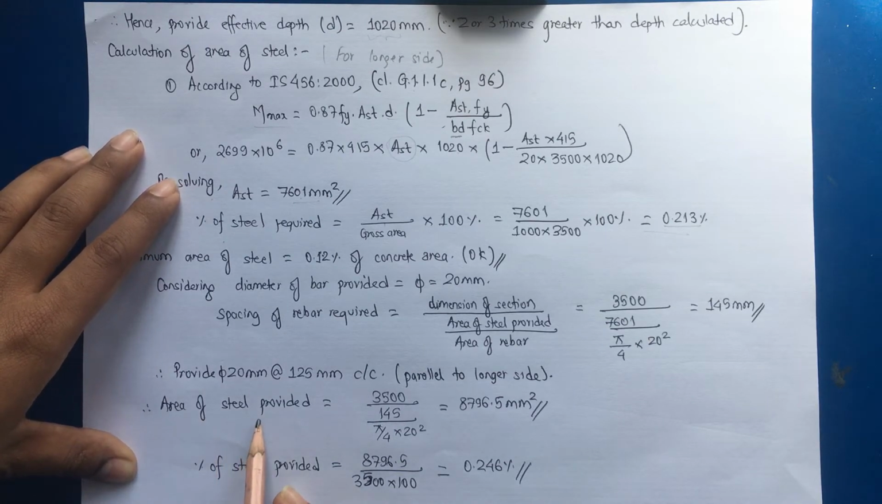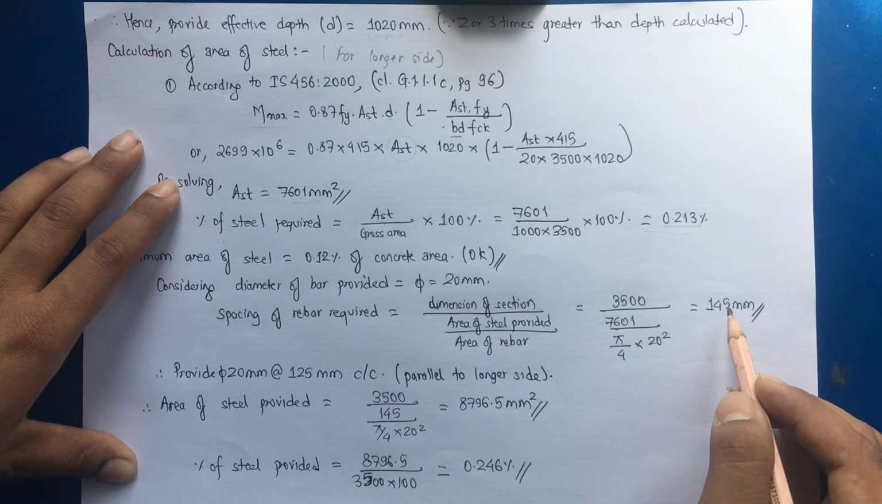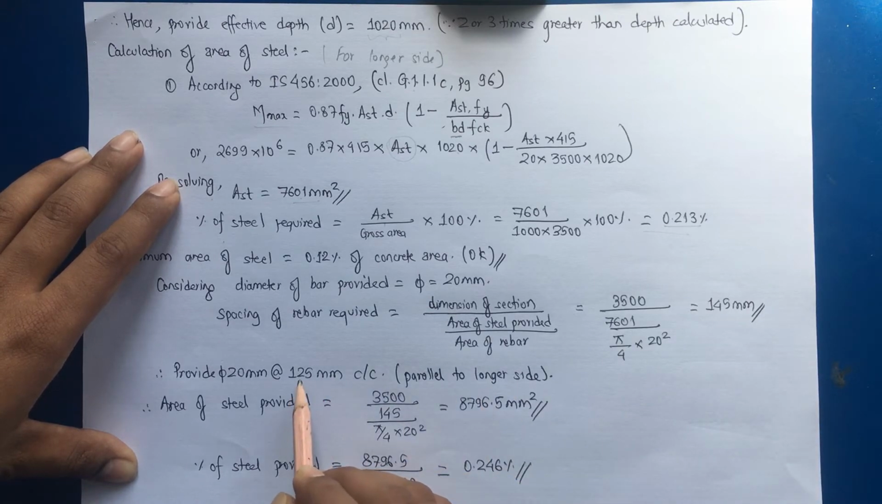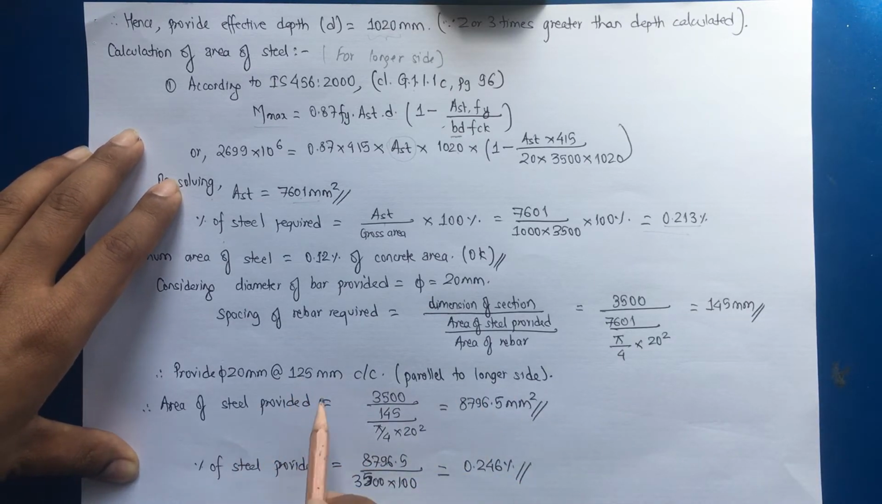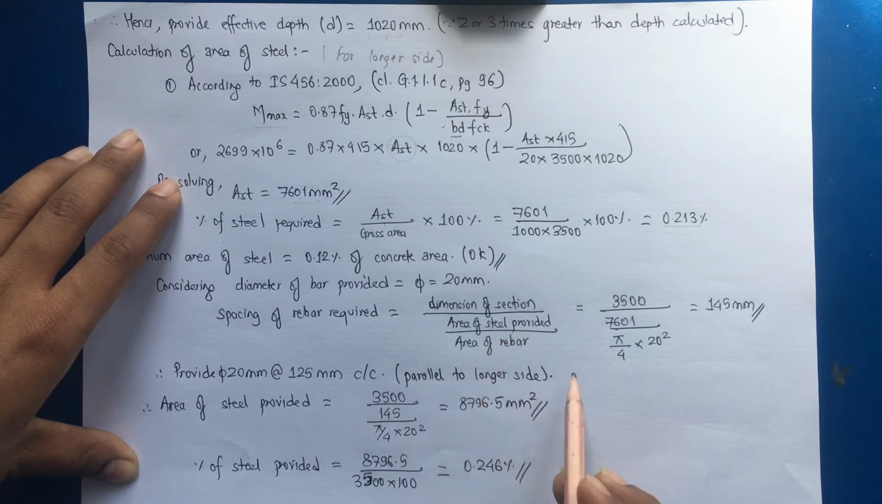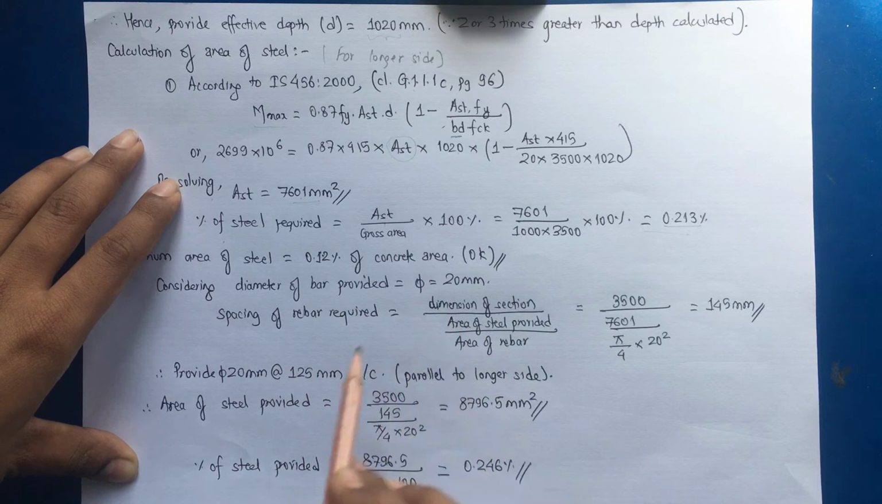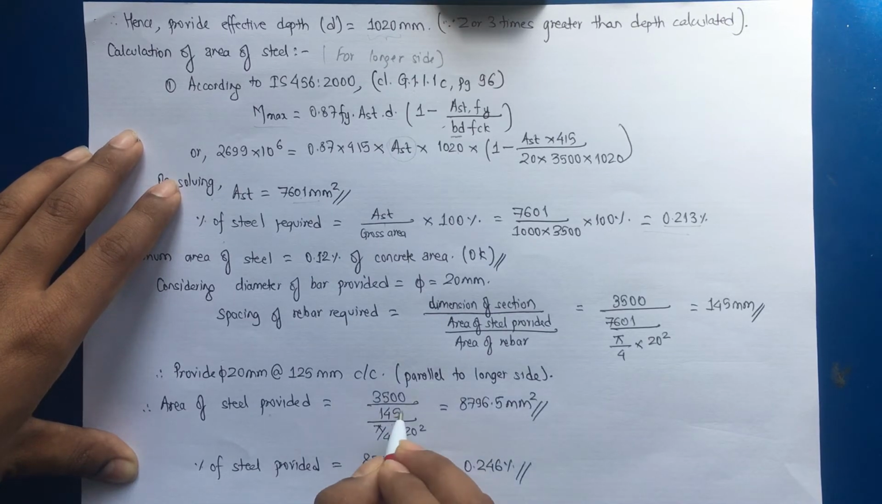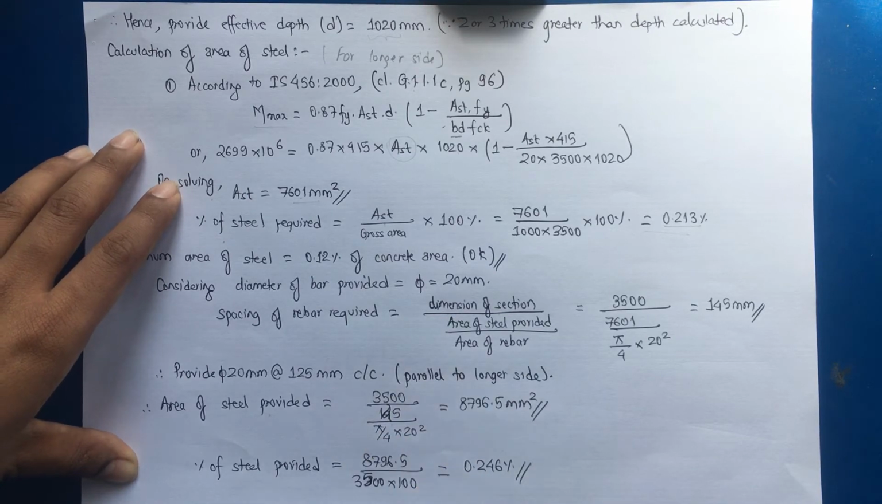Area of steel provided. Now as we have provided spacing 125, we'll have to calculate the area of steel provided again. So 3500 divided by area of steel provided, so we'll just cross multiply the spacing of rebar, so 145 divided by pi by 4 into 20 square, so this should be 125. The value is correct, just 125.